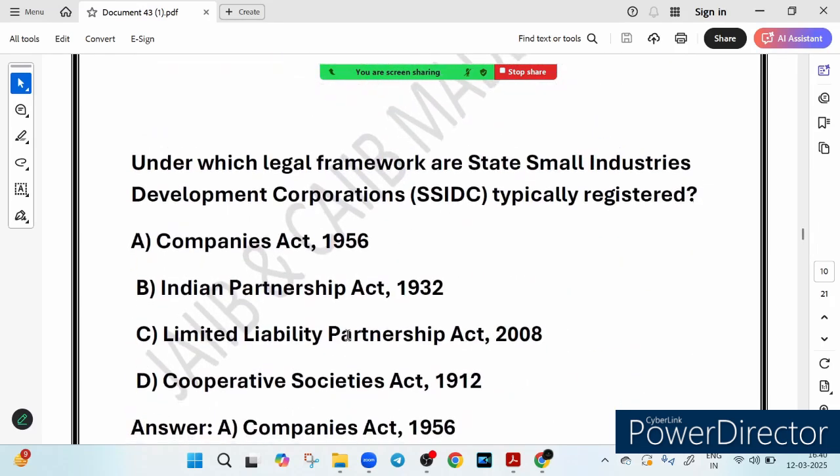Under which legal framework are SSIDCs typically registered? You know what is SSIDC? SSIDC stands for State Small Industrial Development Corporation, right? Option A, Companies Act 1956.